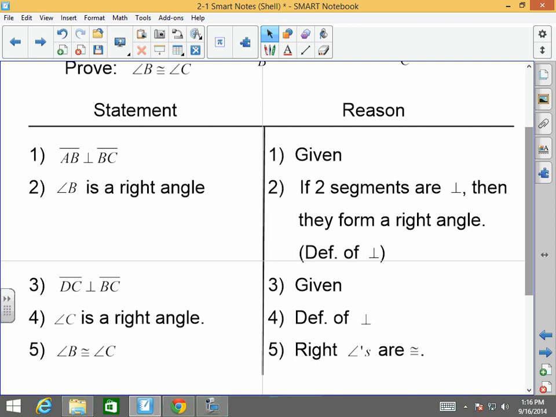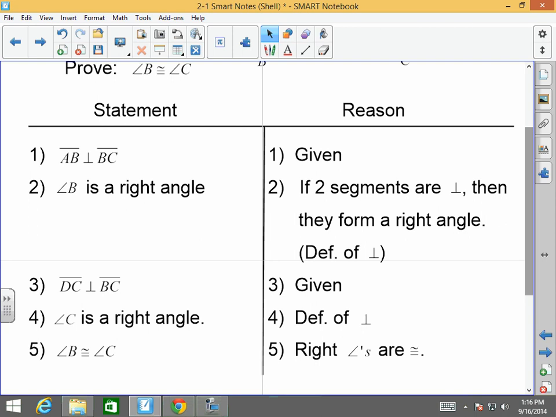No. Because then they would have to be the same measure. So you have to say right angle theorem or right angles are congruent. Do you see now, my brother, why you wouldn't want to go to 90? You could, but it'd be an extra step. It'd be a waste of a step. Yes.